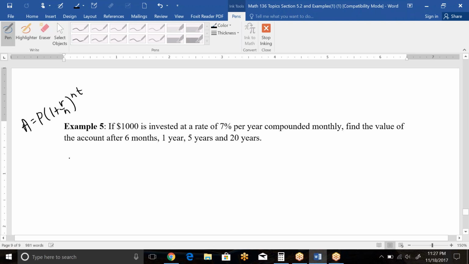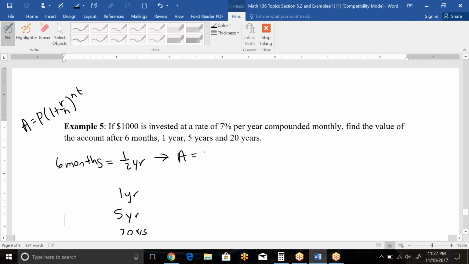And we're going to do one for 6 months, which is not years. Since our formula is in years, we'd have to make that half a year. And then we have 1 year, 5 years, and 20 years. So we're going to have a formula for each of these.